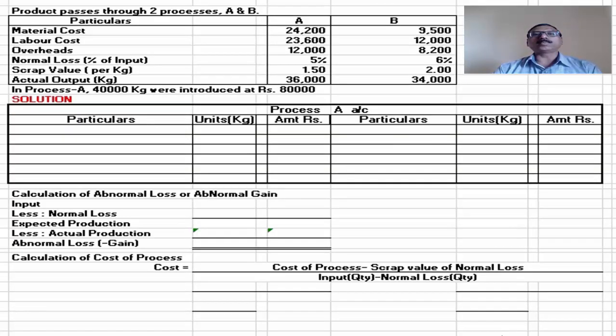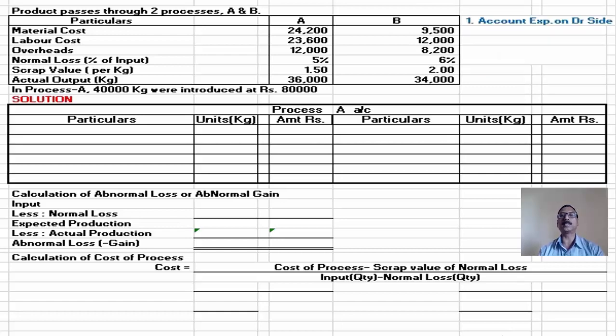Now when we solve a problem, we have to draw the lines for the process A account. And there are two types of working required. One is for calculation of abnormal loss or gain quantity, and another one is calculation of the cost of the process for valuing abnormal loss and cost of production.